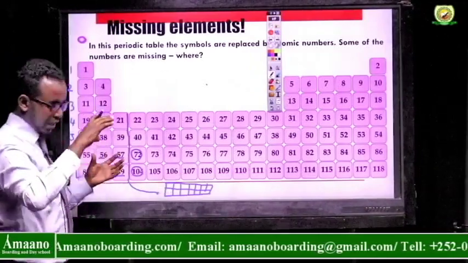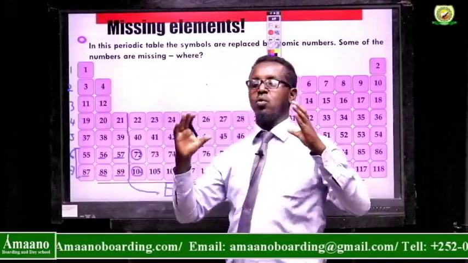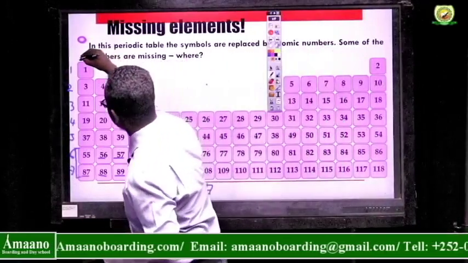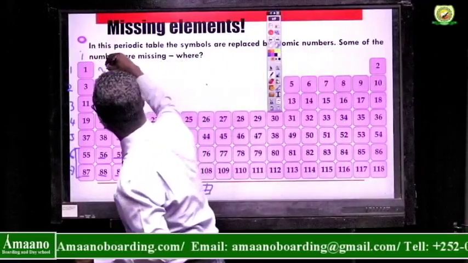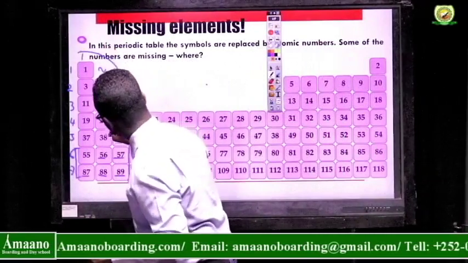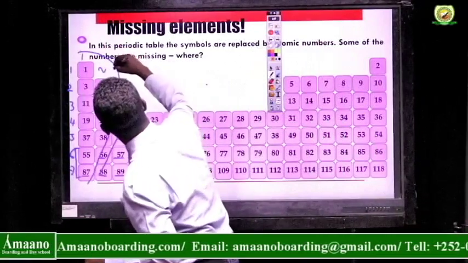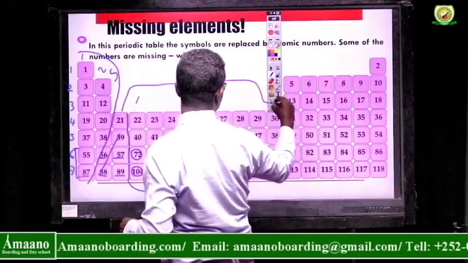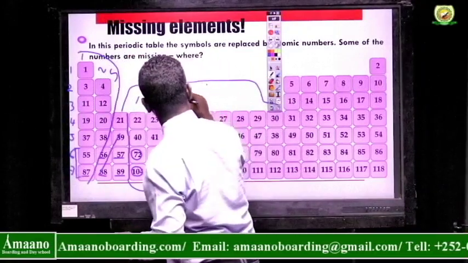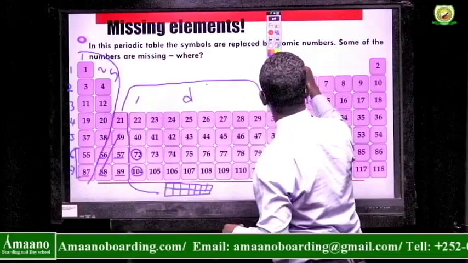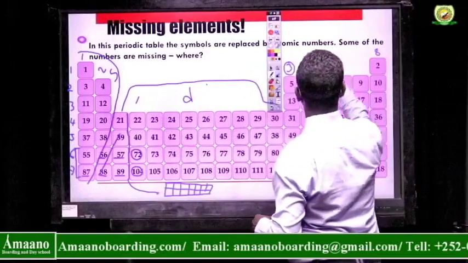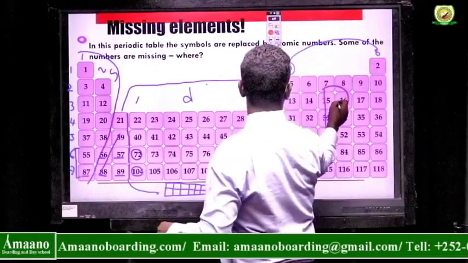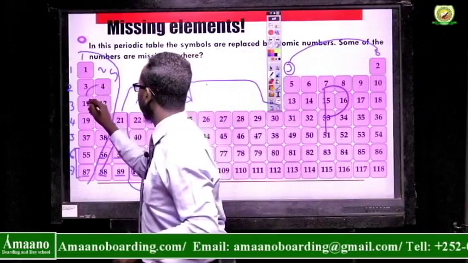In another way, we can classify our modern periodic table into blocks. This is group 1 and this is group 2. These two groups are called S block elements. All the transition metals around here are called D block elements. What about groups 3 up to 8? These groups are called P block elements. These are called S block elements.